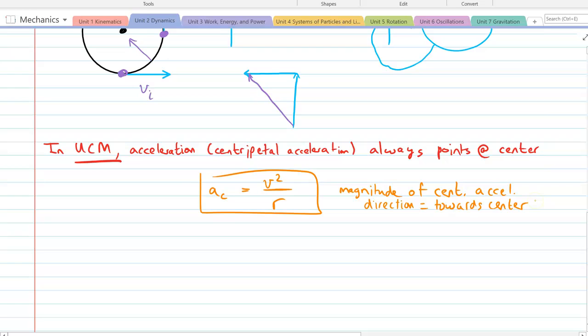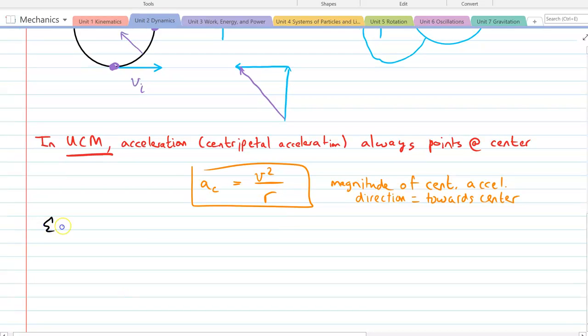So the next question is, how does this work in terms of dynamics, right? Remember that we defined Newton's second law to be that the net force is equal to mass times acceleration. So then we can find the centripetal force. I'm going to say the sum of the centripetal forces is equal to the mass times the centripetal acceleration. And we're going to substitute this straight in here. The centripetal net force is equal to the mass times speed squared divided by the radius.